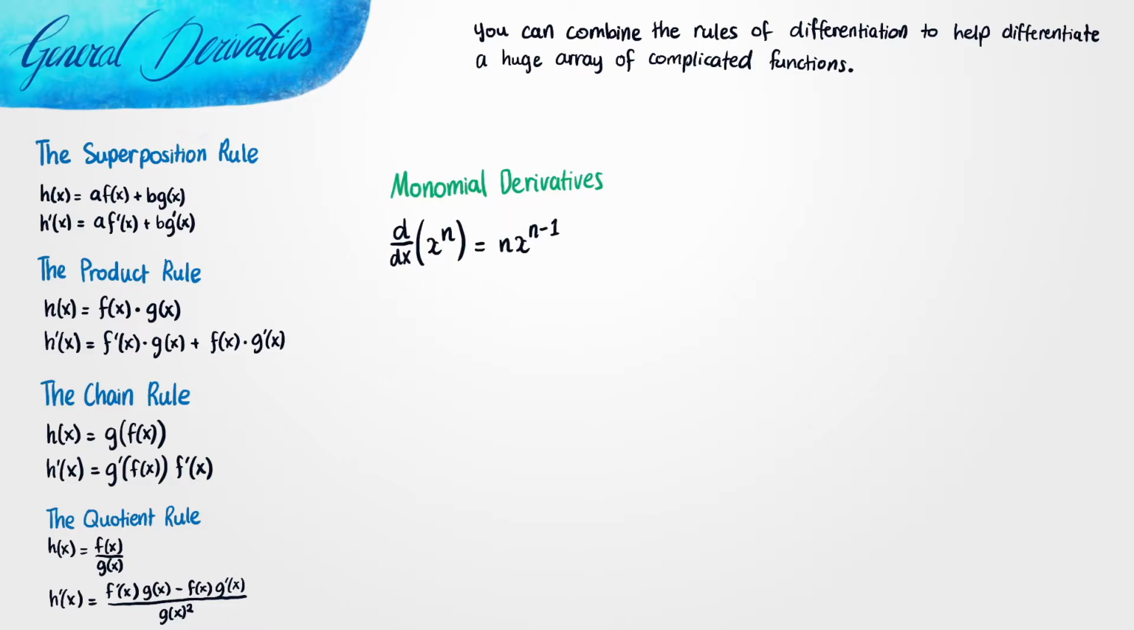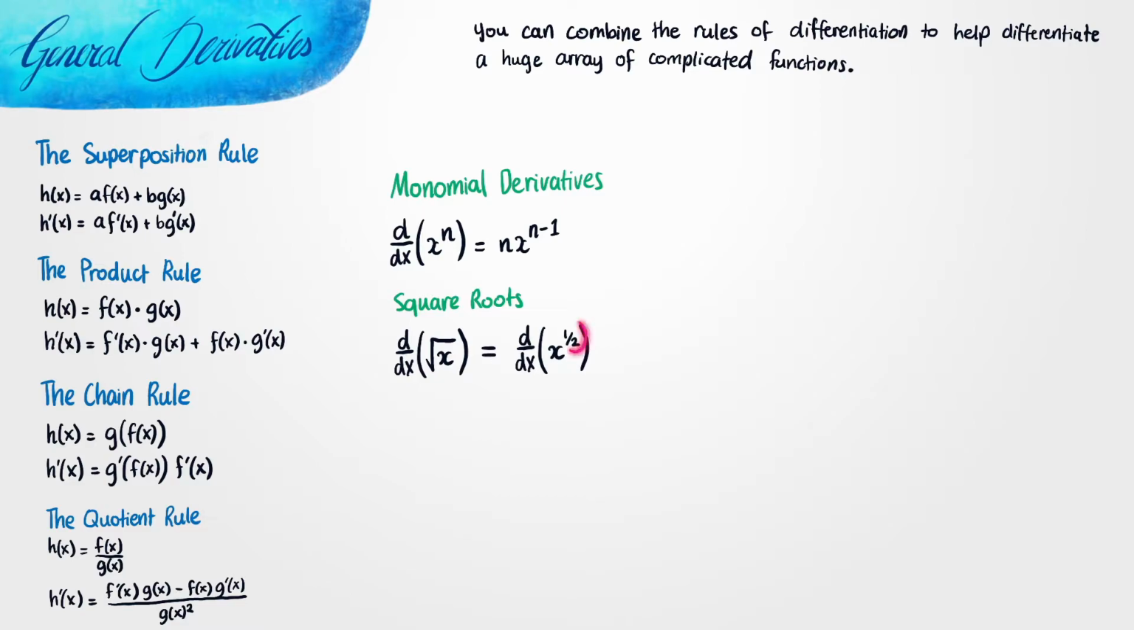Now, there is actually one specific case of the monomial derivatives that I do want to show you, which is the case of the square root of x. Now, as you may know, the square root of x is the same thing as x to the power of 1/2, so technically it's just a special case of this formula up here. However, because it comes up so often, I actually recommend that you commit it to memory.